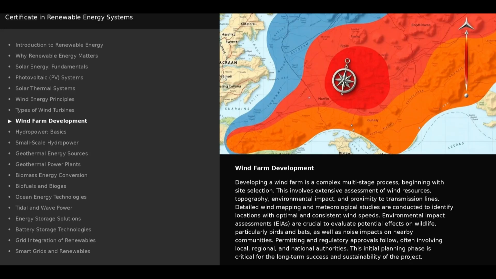Wind farm development. Developing a wind farm is a complex multi-stage process, beginning with site selection. This involves extensive assessment of wind resources, topography, environmental impact, and proximity to transmission lines. Detailed wind mapping and meteorological studies are conducted to identify locations with optimal and consistent wind speeds.